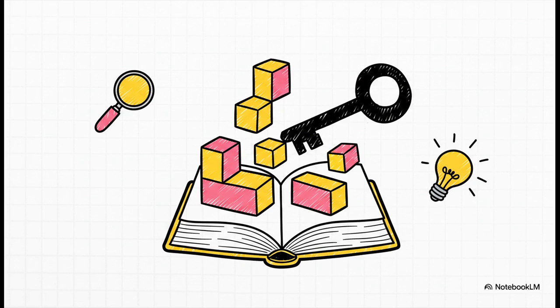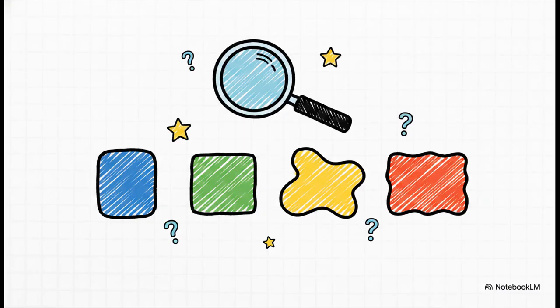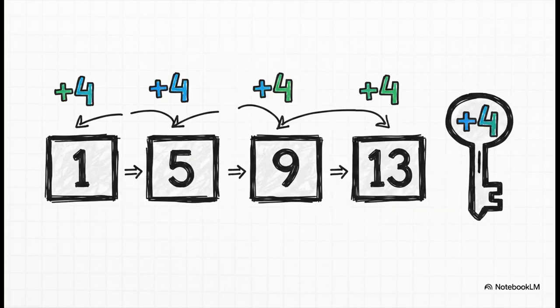Let's break it down. Okay, step 1, find the difference. Before we do anything else, we have to look at the sequence itself and figure out what's going on between the numbers. So here are our numbers: 1, 5, 9, and 13. I bet if you just look at them for a second, you can already see the pattern jumping out at you. Yep, you got it.